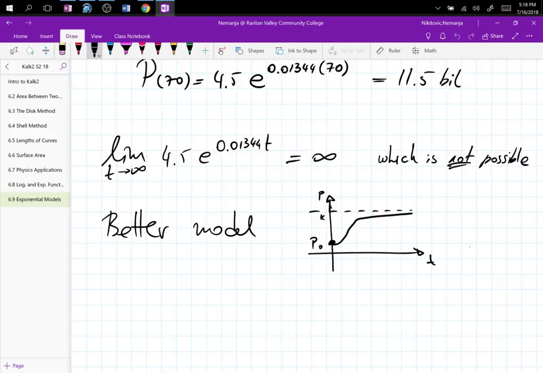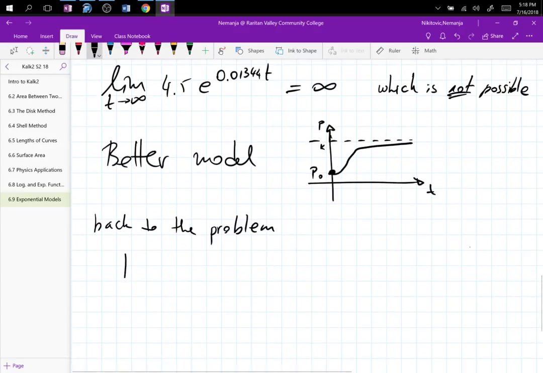So the problem of population is already there. You can see that from some calculations that we can easily do in this class. A better model is the logistic model. Now, going back to the problem, we are given the model that population at any time is 4.5 e to the 0.01344 t. That's our exponential model.